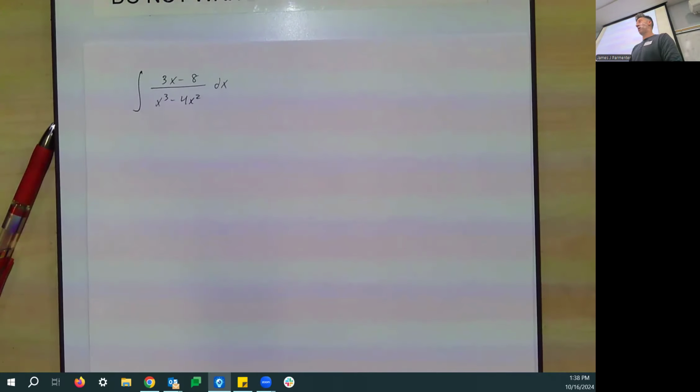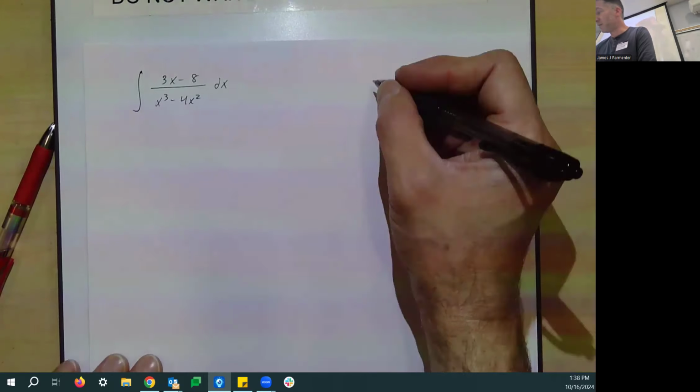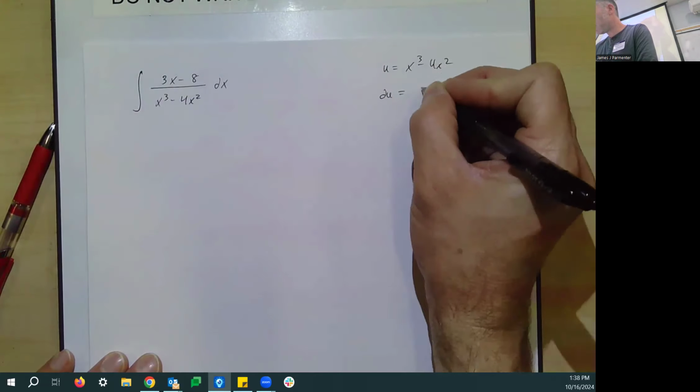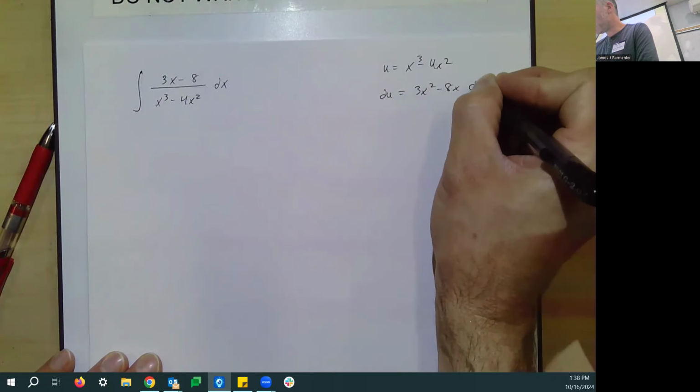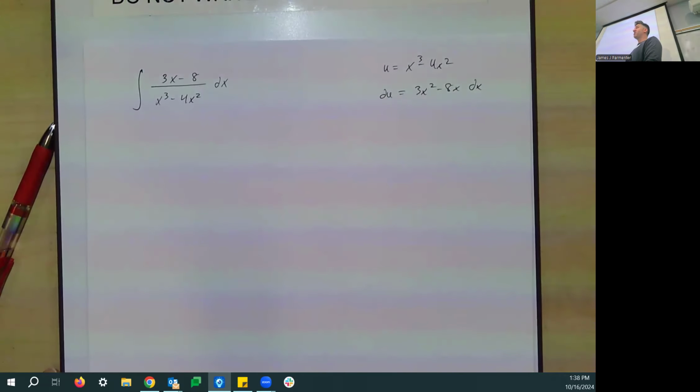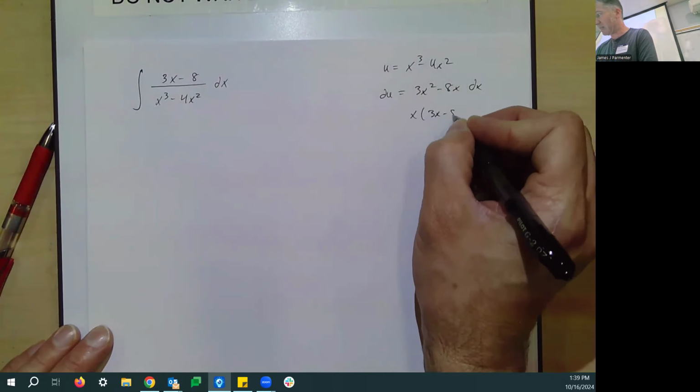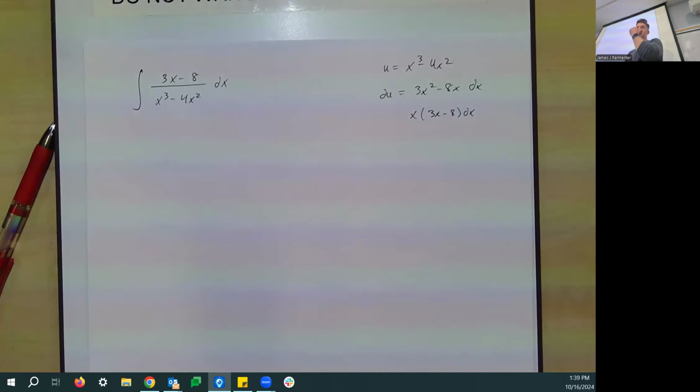If you let u equal the denominator, your du is 3x squared minus 8x, which almost feels like it could work if you just had an extra x on top, but you don't. So be careful here, right? A u substitution is definitely not the right call. It's okay to be off by a constant multiple. It is not okay to be off by a variable multiple here. So even though you can think of this as x times 3x minus 8 dx, it feels very tempting, it is not the right way to go. It will not work out.